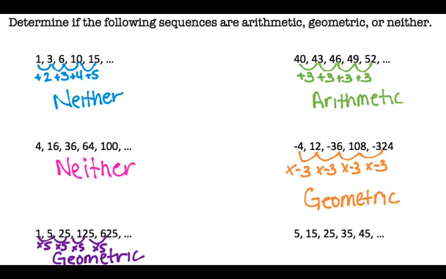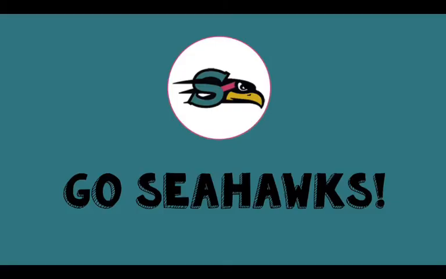The next one, I have 5, 15, 25, 35, 45. So I'm increasing every time by 10, and that would be arithmetic. And that's it.